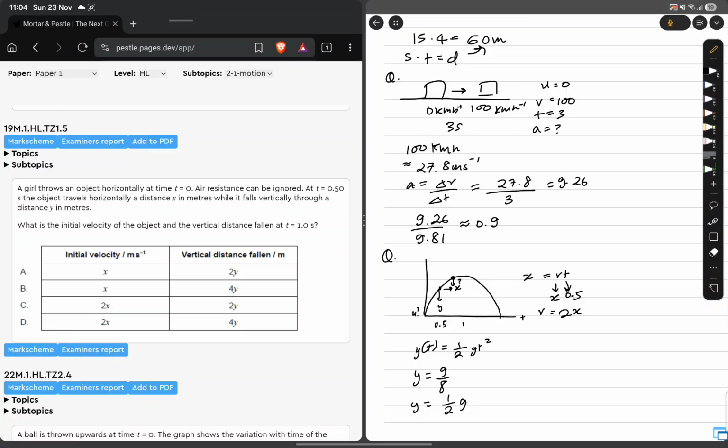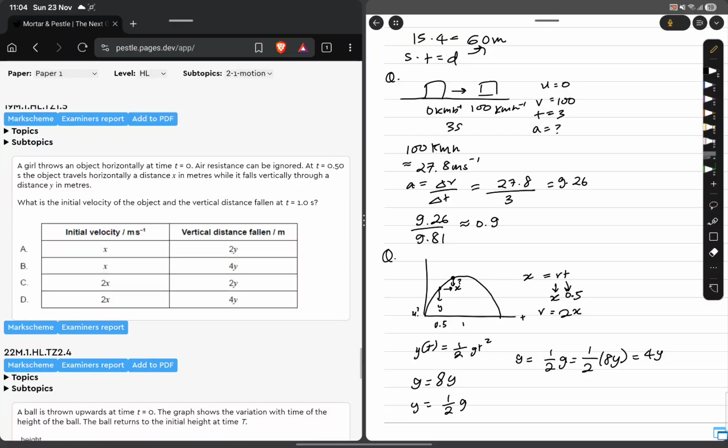So if we get that g is 8y, so y is half g, which is half of 8y, which is 4y. So that corresponds with option D.